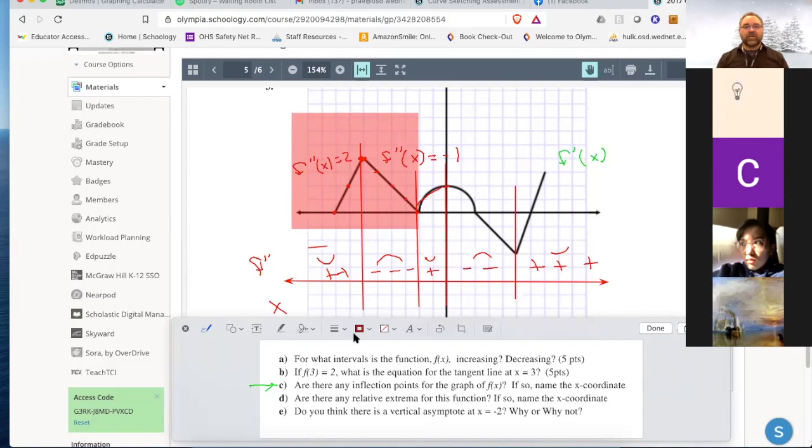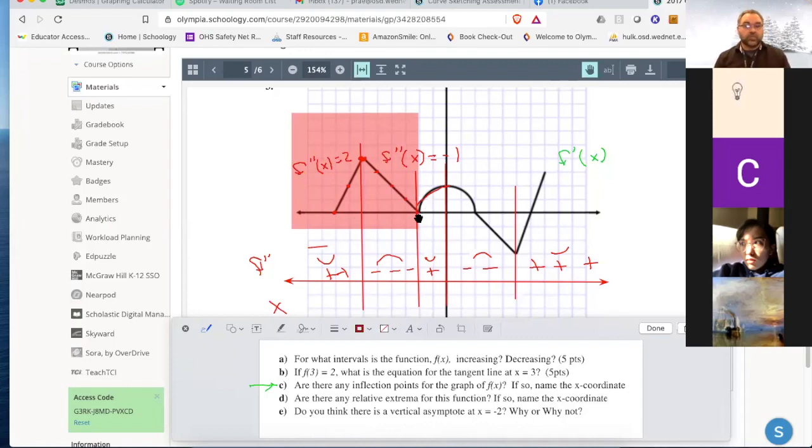And then our final question here, do you think there's a vertical asymptote at x equals -2? Well, no. And the reason I don't think that is, if there was a vertical asymptote at -2, think back to the first problem. What happened at -2 was that the first derivative didn't exist there, and neither did the second derivative. Well, in this graph, the first derivative exists at -2. f prime of -2 exists.